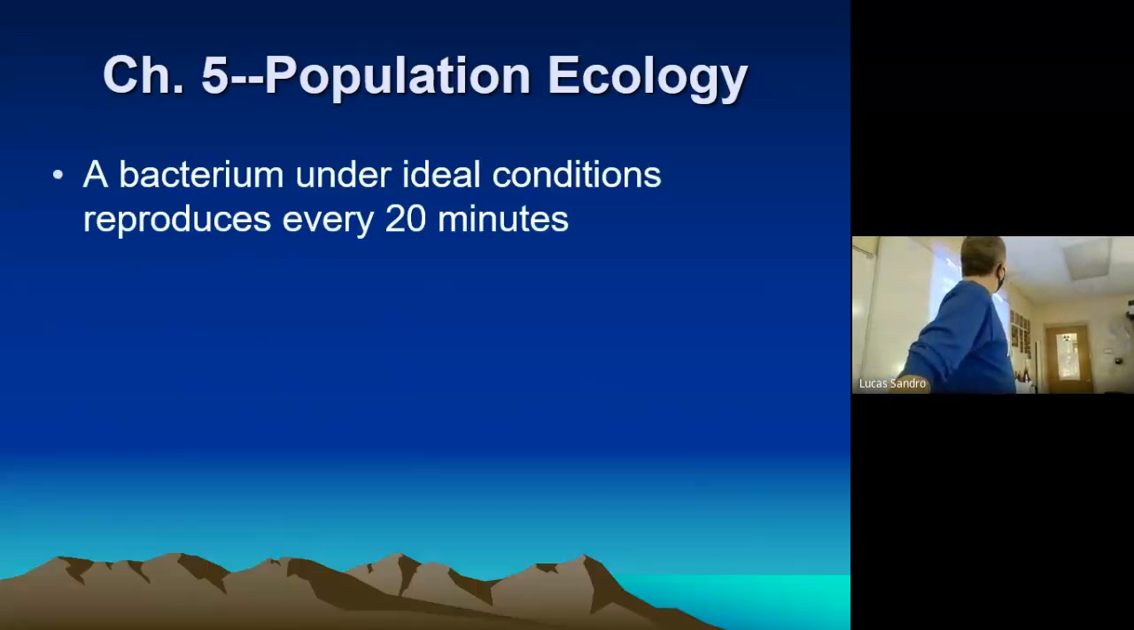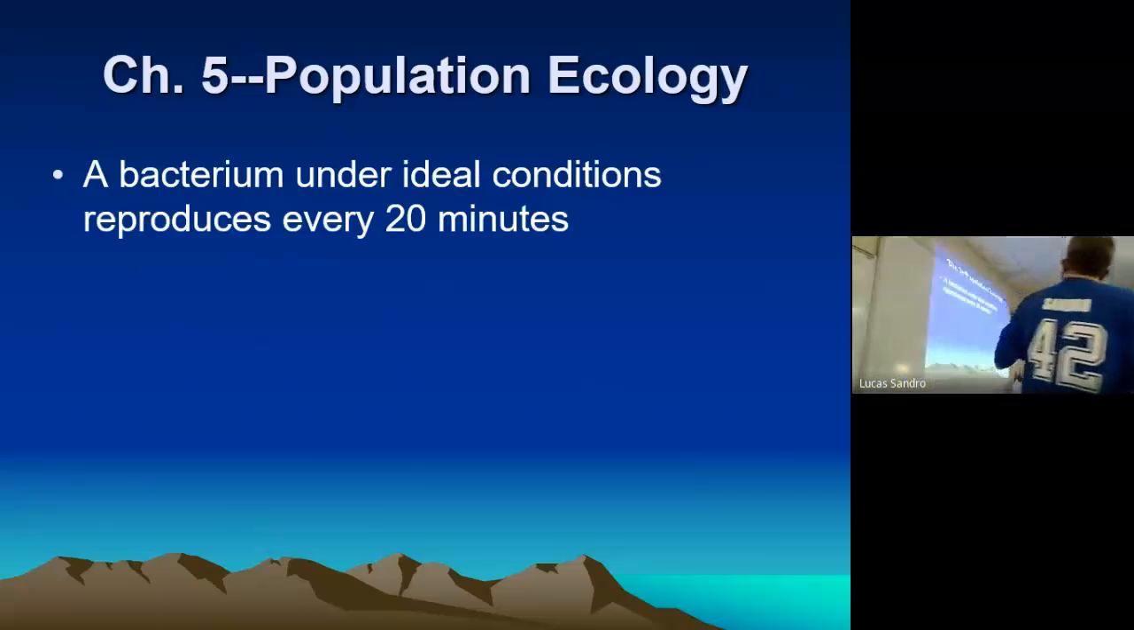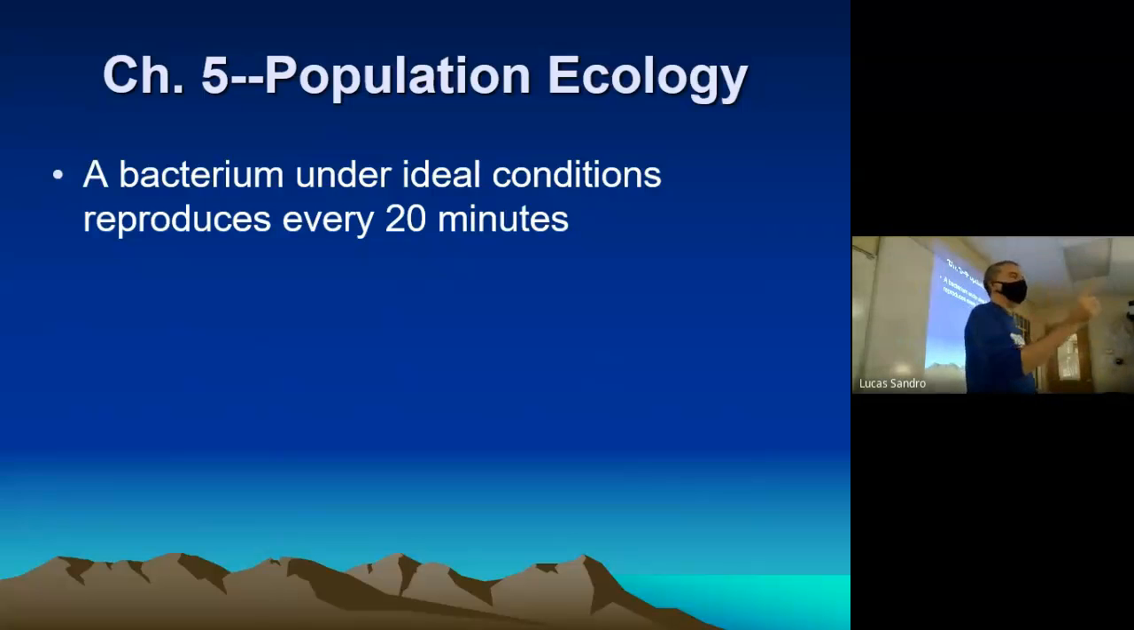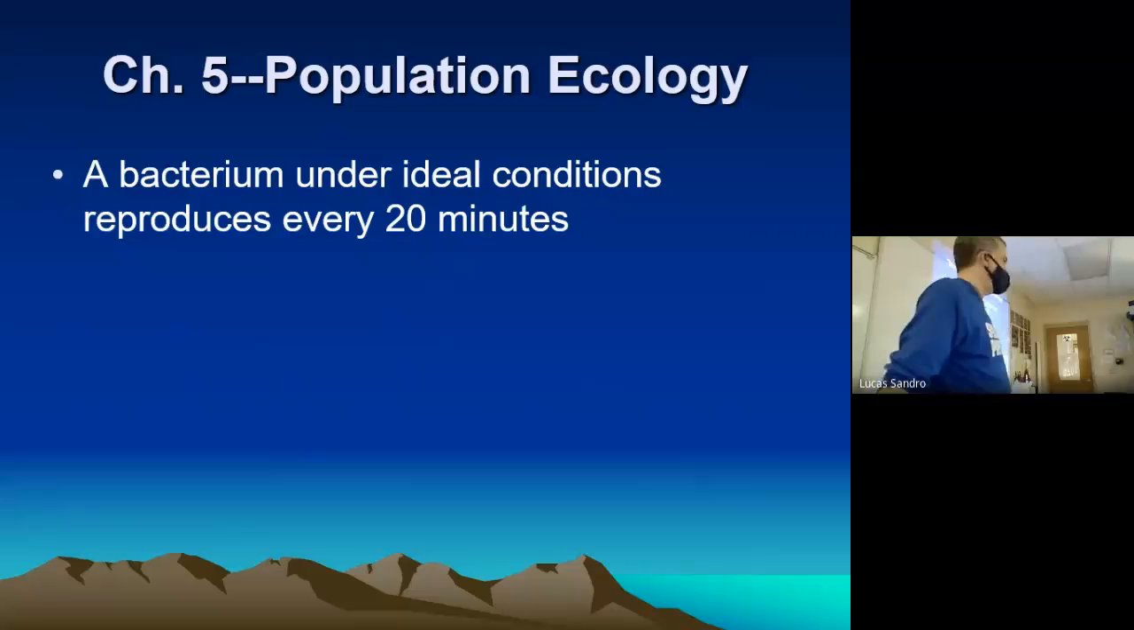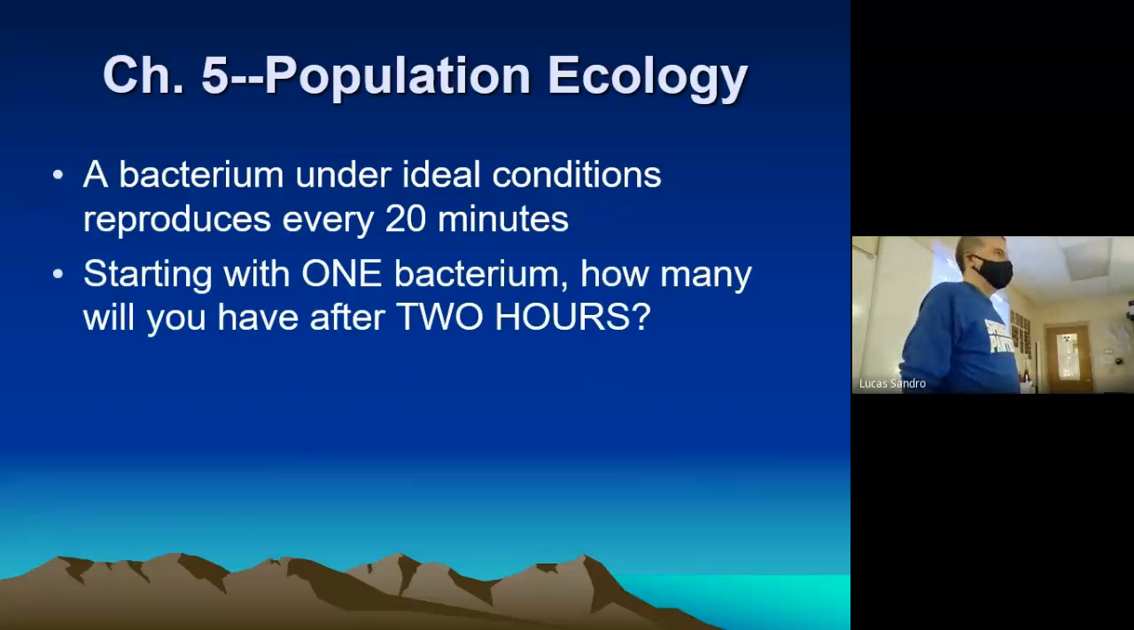So take an average bacterium. Don't write this. Under ideal conditions, nice big petri dish, we're growing the bacterium, and we start with 1. They are going to do that division thing every 20 minutes. Okay? You got it? Picture that? What I want to know is how many are there? Starting with 1, how many are there after 2 hours? All they're doing is dividing.